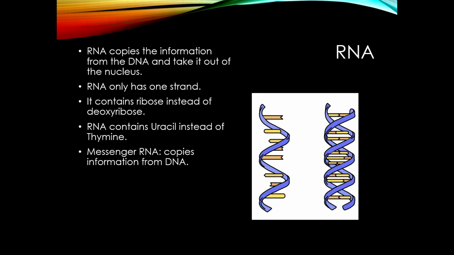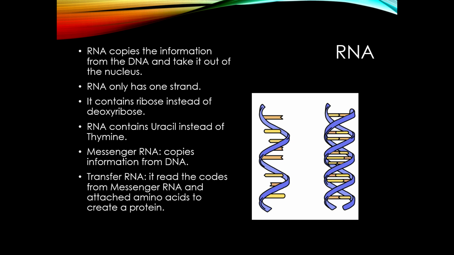Okay, let's continue. So we have three different types of RNA. We have messenger RNA, which copies the information from the DNA, just like I mentioned before. We also have transfer RNA. It reads the codes from messenger RNA and attaches amino acids to create a protein.